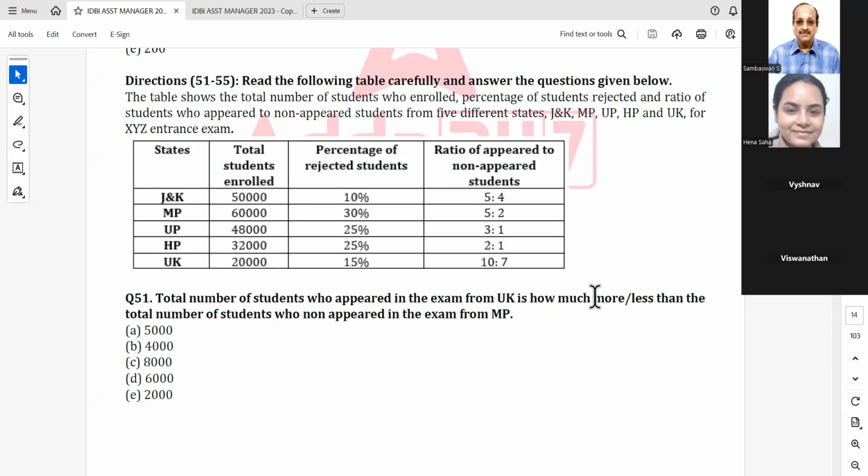What are they asking? The question: the total number of students who appeared in the exam from UK is how much more or less than the total number of students who did not appear in the exam from MP? The options are 5,000, 4,000, 8,000, 6,000, and 2,000. Can we work this out? Please try to work it out.